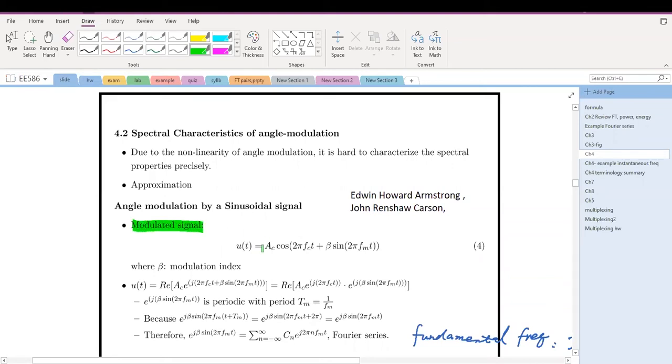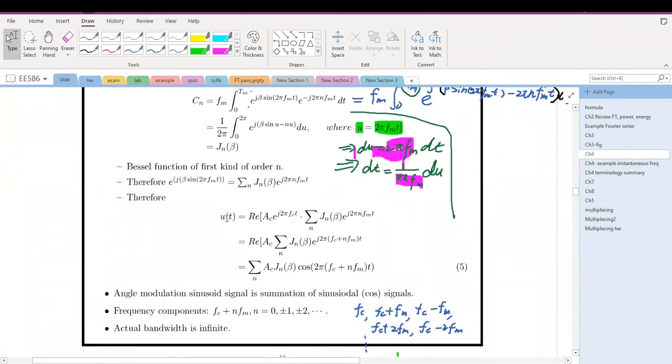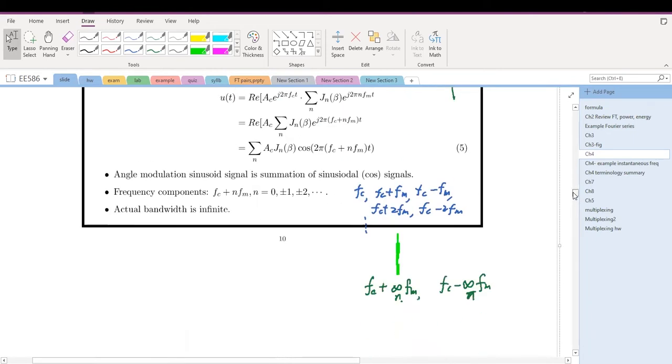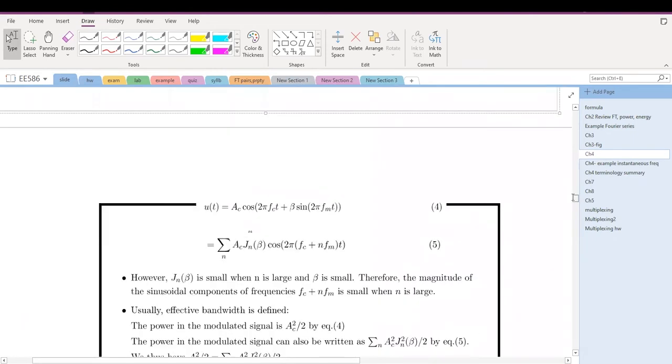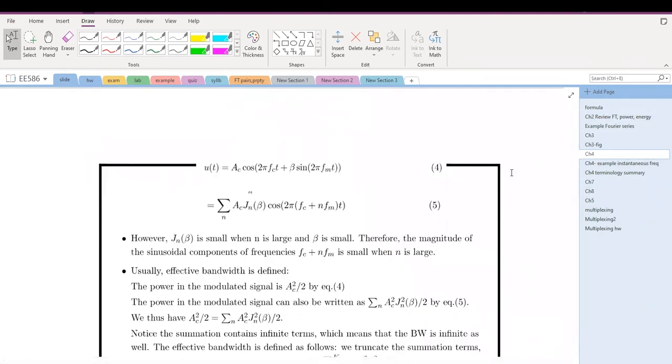For the modulated FM signal, where the message is a cosine, which is a pseudo signal, using the knowledge of Fourier series, the modulated signal can be decomposed into infinite cosine signals. The cosine signals have frequencies of fc plus n fm, where fm is the frequency of the message, and n runs from minus infinity to infinity. The magnitude of each cosine is Ac multiplied by Jn beta, the Bessel function. Theoretically, the bandwidth of the modulated signal is infinite. However, in a practical system, we cannot occupy infinite bandwidth, so we want to define the effective bandwidth.